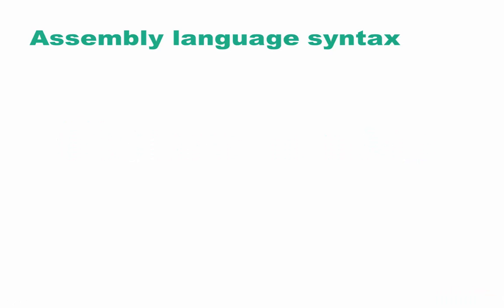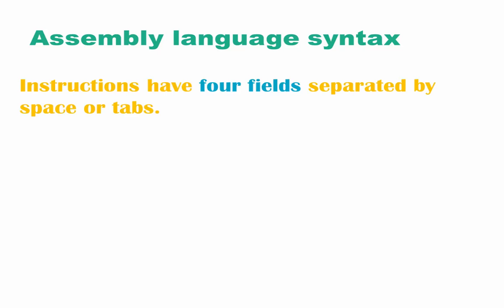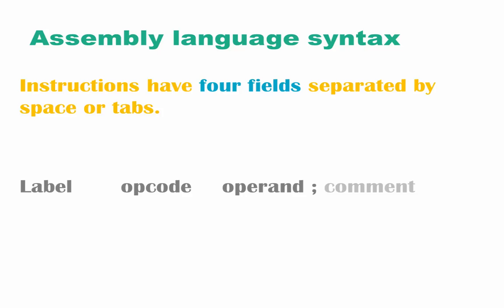Now we get to learn how to write instructions. First of all, instructions have four fields separated by spaces or tabs. These fields are the label field, the opcode, which, as the name implies, is operation code, the operand, and then the comment. Remember we explained a couple of lessons ago op and operand.